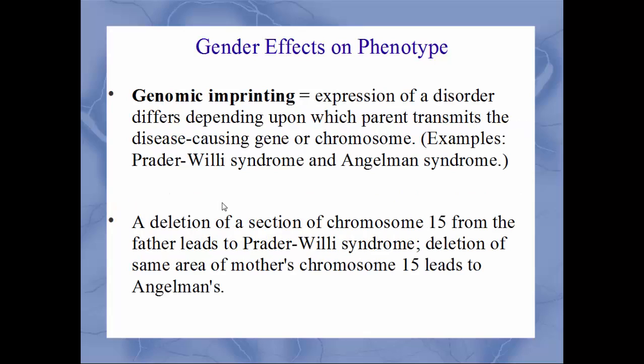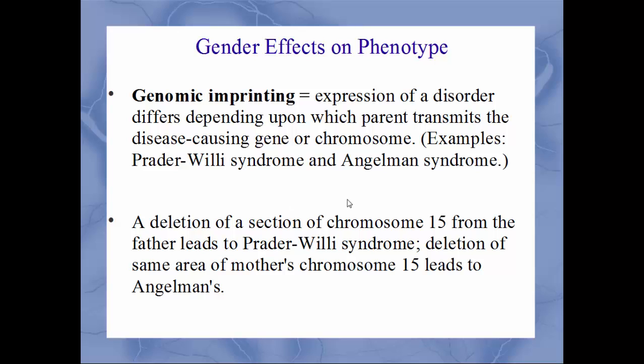And last one here, this is not typically common, it's somewhat rare, but it is worth mentioning. Genomic imprinting. This is the expression of a disorder that is actually determined by which parent passes on that defect. And a good example is what are called Prader-Willi syndrome and Angelman syndrome. These are both caused by exactly the same mutation on exactly the same chromosome. The only difference is what parent passes it on.